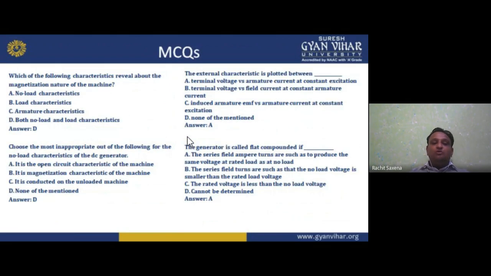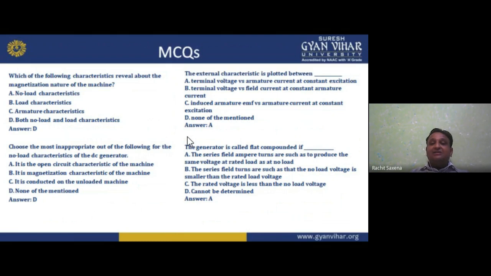Now, choose the most inappropriate out of the following for the no load characteristic of the DC generator. It is the open circuit characteristic of the machine. It is the magnetization characteristic of the DC machine. It is conducted on the unloaded machine. None of them mentioned. So all three are correct, and we can say none of them is inappropriate. It is the open circuit characteristic, basically the no load characteristic, we can say.